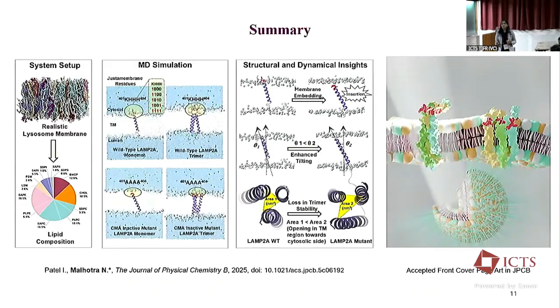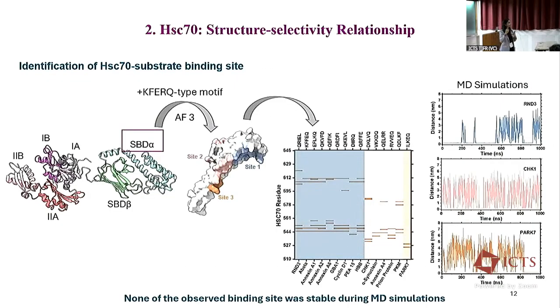So to summarize, we have created and compared the mutant versus the wild type, and we have found that membrane embedding happens in the mutation, and this leads to enhanced tilting and loss of trimeric assembly. And recently, on Diwali day, it got accepted in JPCB, and it was also accepted as the front cover in JPCB. And moving on to the second part, HSC 70.